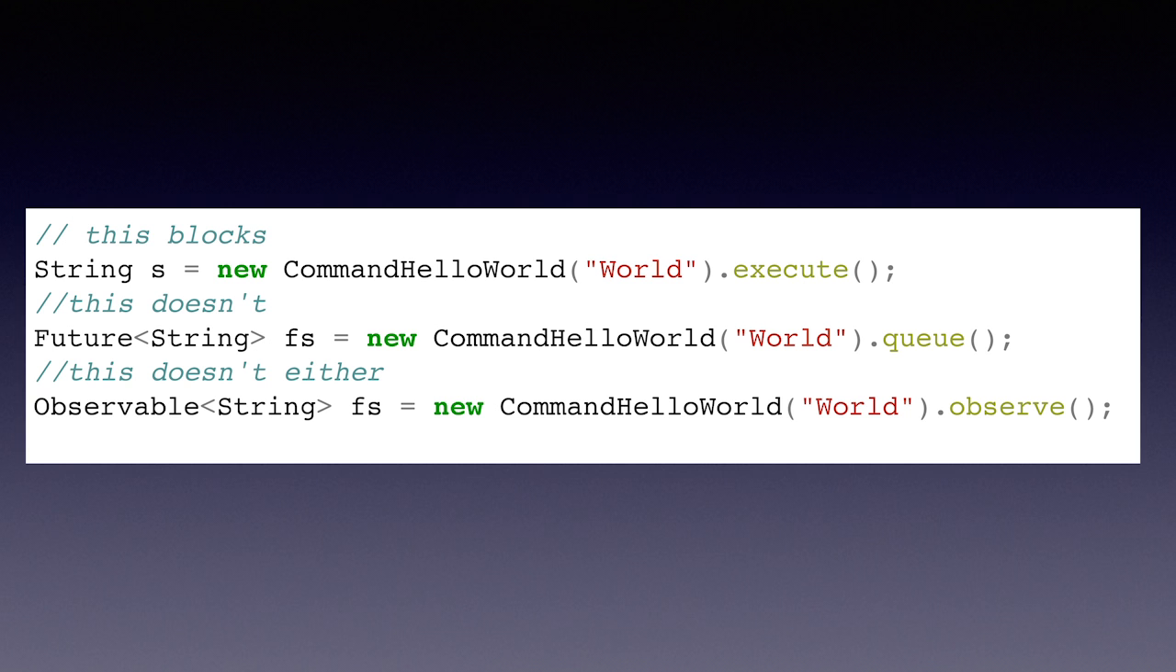So once we have a command and we've newed up an instance, this is the way that it can be run. One of three ways. You can do it synchronously, just like a method call, calling .execute, as you see here. Or you can call .queue, which will give you a future, and you can check on that result at some point later. Or you can call .observe, which gives you an RxJava observable. And again, that's asynchronous, so you can check on that result at some point in the future.